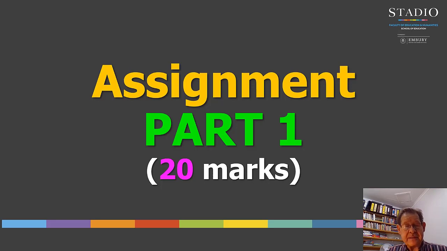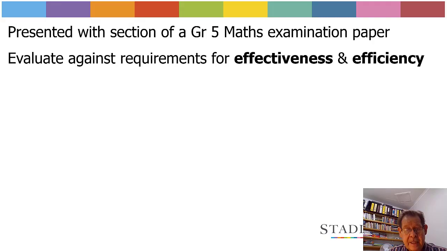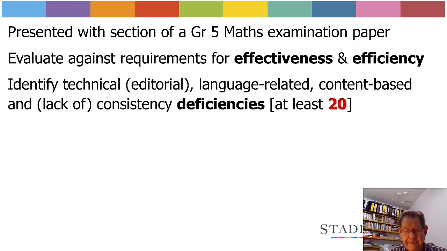I'm going to have a look at the 3 parts of the assignment individually, and the first part is where you have to interrogate an existing examination paper, and it's worth 20 marks. You have been presented with a section of a grade 5 mathematics exam paper, and you need to evaluate this paper against the requirements for effectiveness and efficiency.